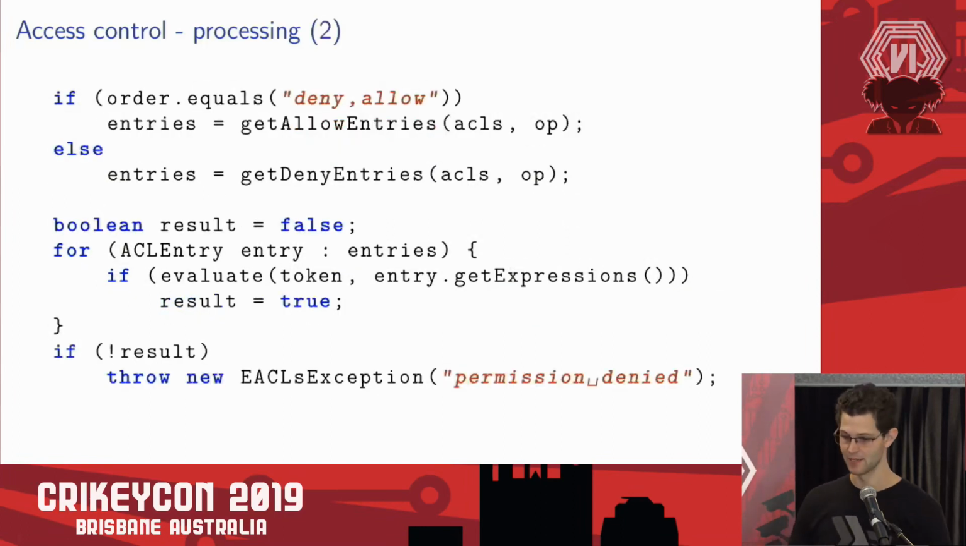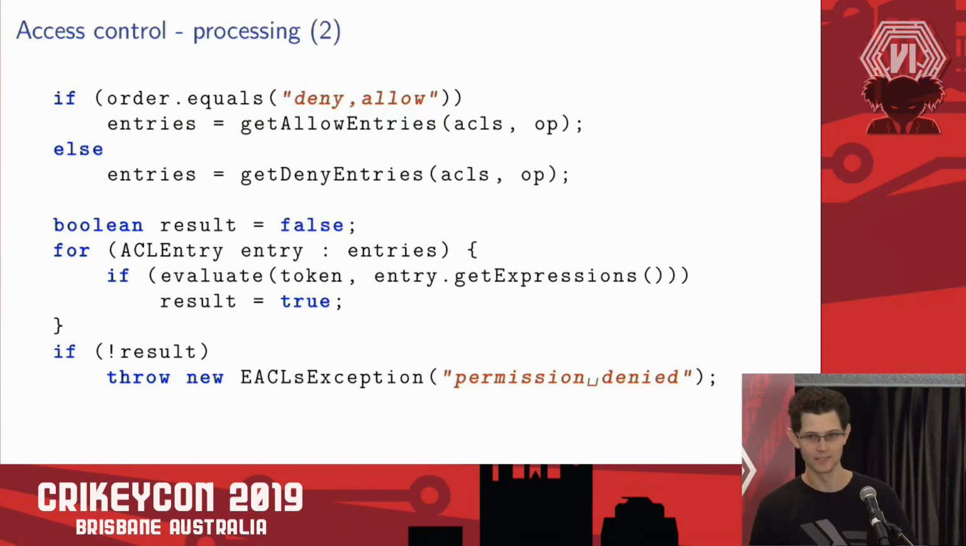The second step is to do the same thing, but for the second part. So if it's deny allow, then we get the allow entries and process them. And if it's allow deny, then we get the deny entries and process them. And in the second stage, instead of kicking you out, if the rule matches, we let you in. Okay, so who saw the bug?